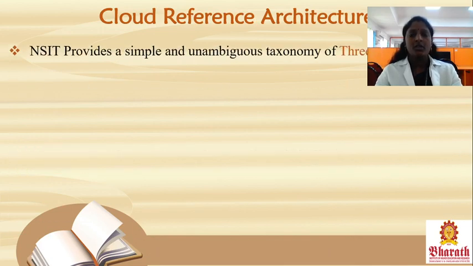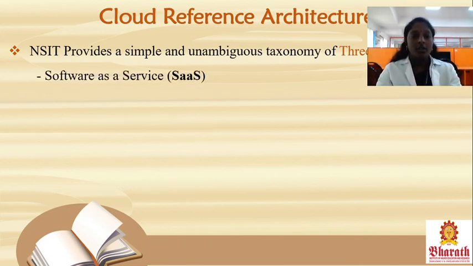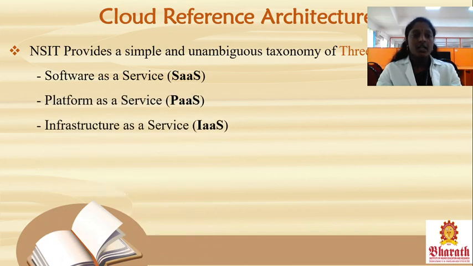So the cloud reference architecture. Basically, we have three service models as far as the cloud architecture is concerned: software as a service, platform as a service, and infrastructure as a service. The most common example of software as a service is Google Docs, Excel, and the Microsoft applications which we use through our Gmail. All that comes under software as a service.